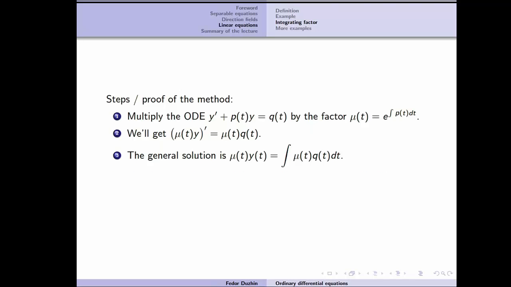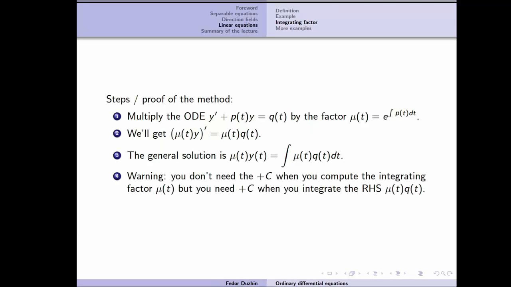So notice one more thing, that when we find the integrating factor, we do not have to find all possible integrating factors, which means that here plus c is not really needed, because changing this plus c, we will be able to find more different suitable integrating factors which we don't really need. But here plus c is important, because it allows us to find all possible solutions of the differential equation.